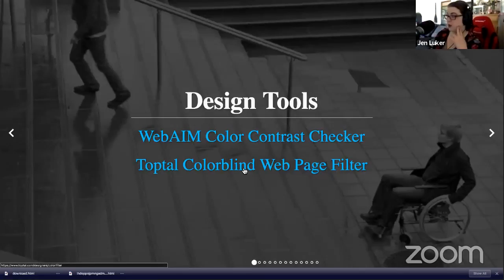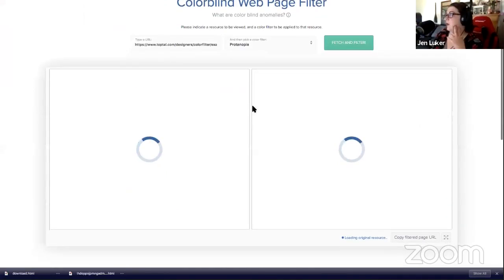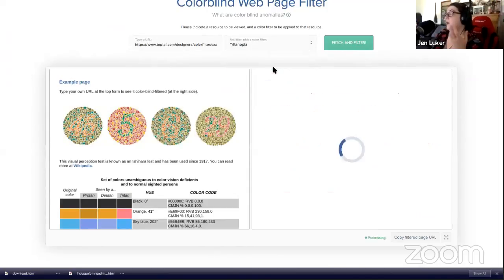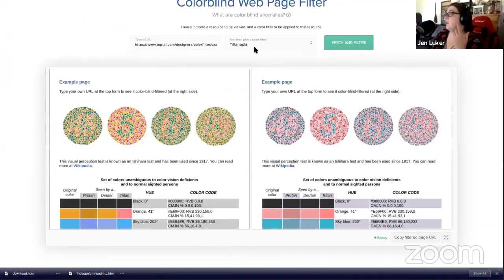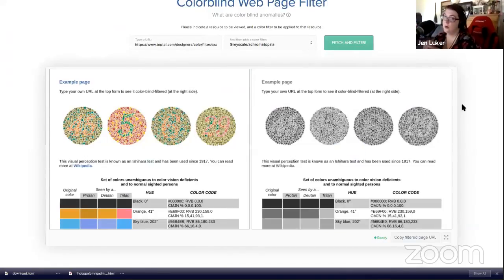You also have the Toptal Colorblind web page filter, which is quite interesting, in that it can show you what a page looks like normally and what it looks like with different types of color blindness. It shows you the red-green color blindness, the blue-yellow color blindness, and it even shows you the grayscale. So you can start to see what the color contrasts are going to do for your website. In the end, regardless of what you do, color contrast is the most important thing to keep in mind.